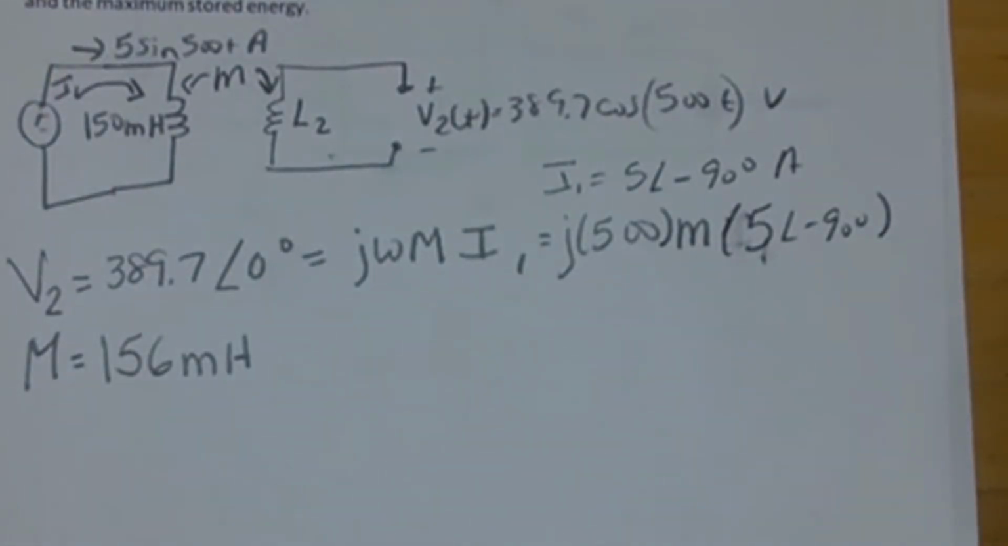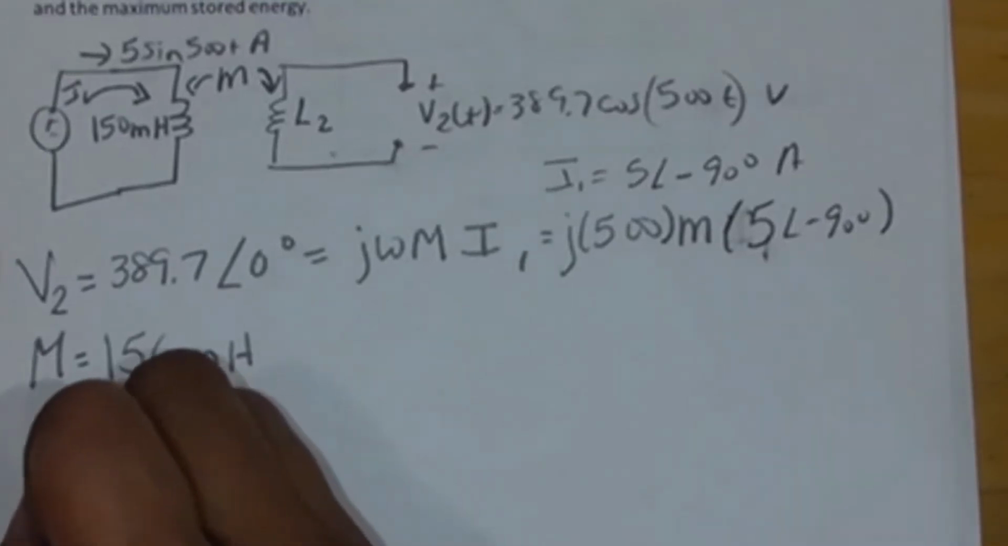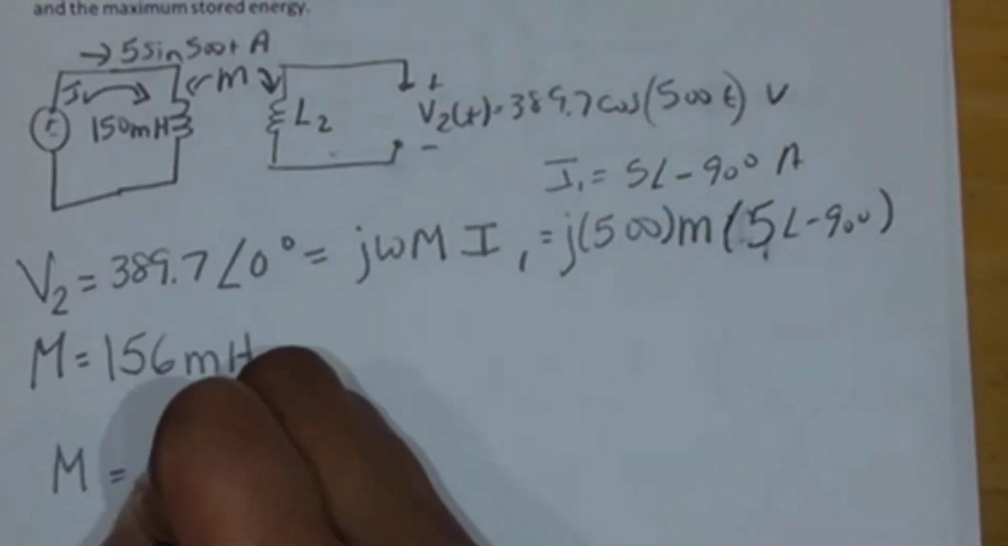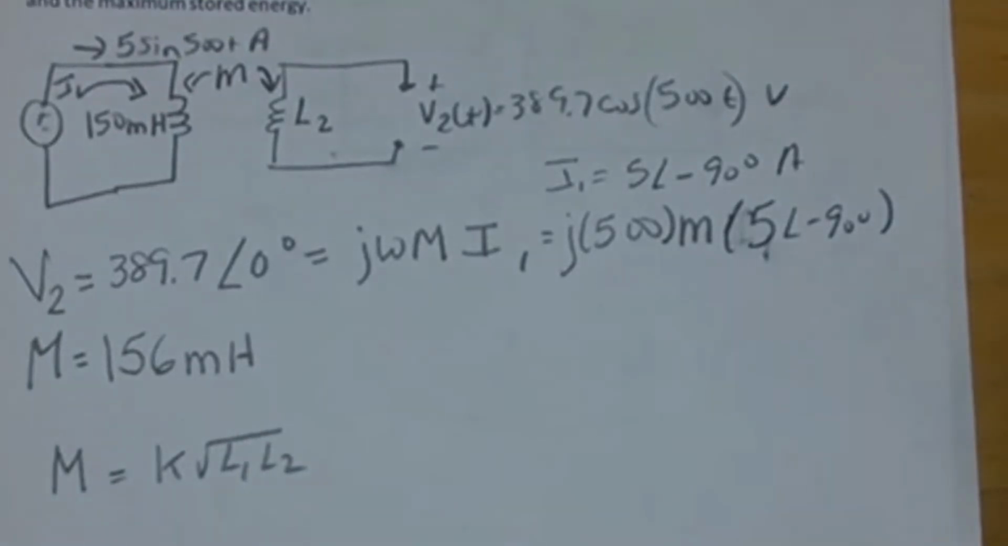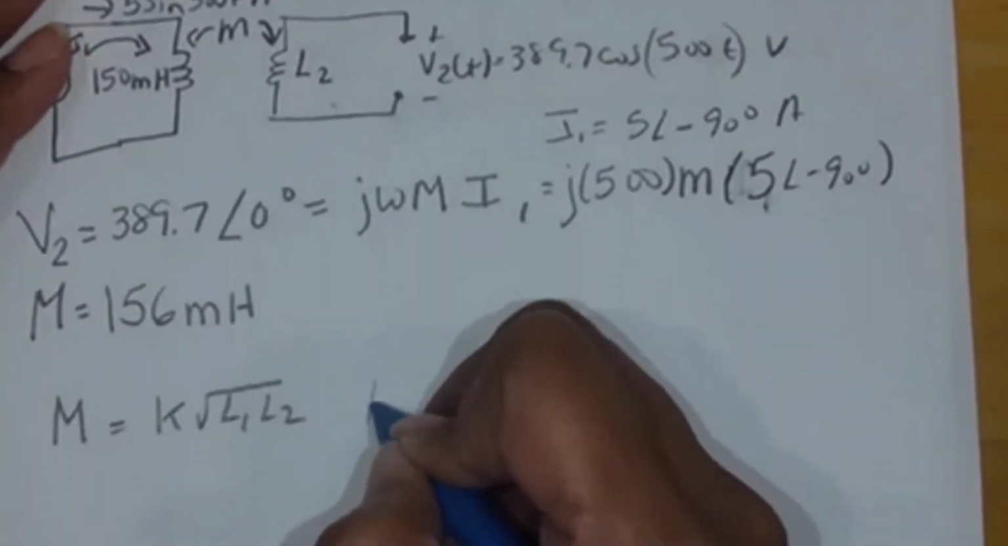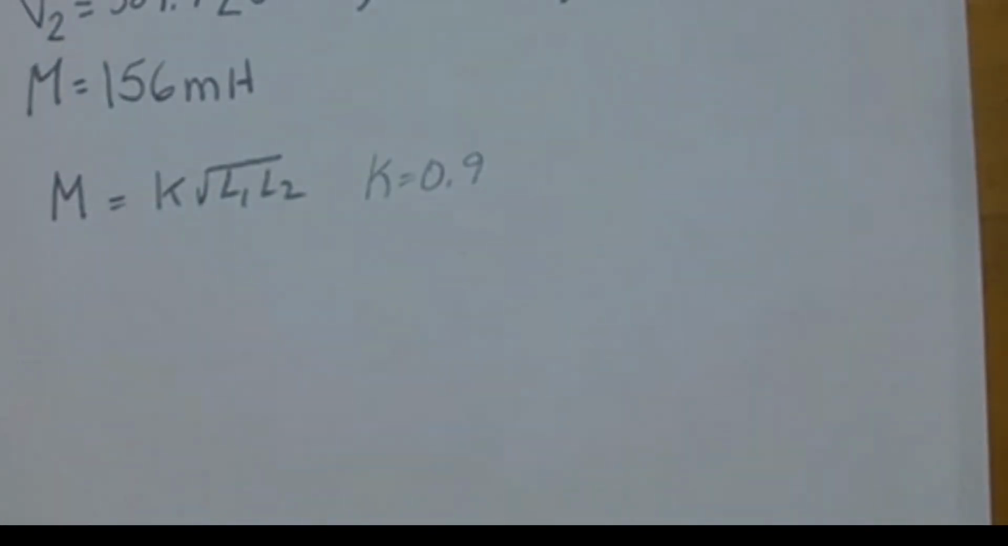156 millihenry, sorry. So M is equal to K times the square root of L1 times L2. Since it says 10% of the developed flux leaks, that means I don't have a strong coupling. That means my K is only 0.9 because 10% leaks. We know if K is 1, it's a transformer anyway.